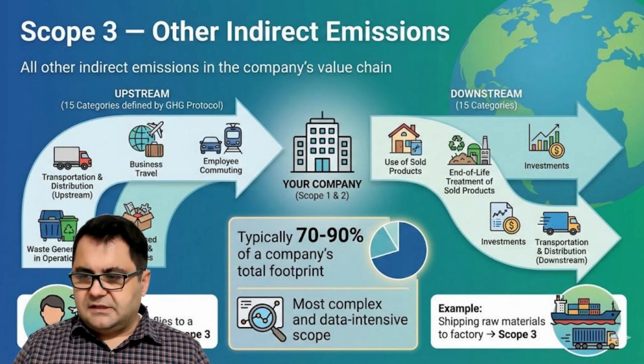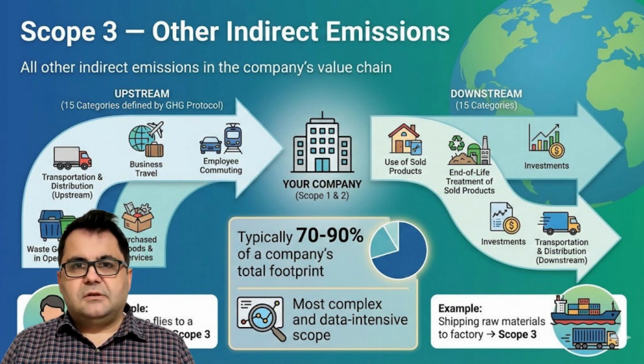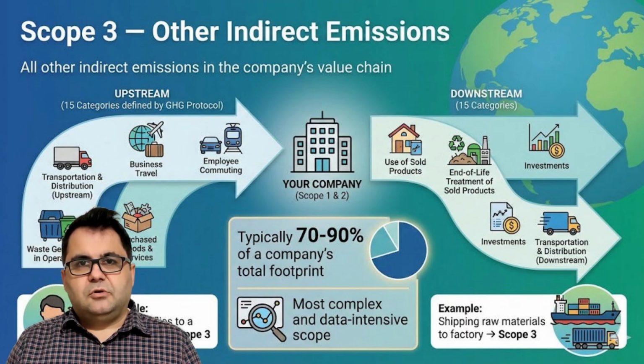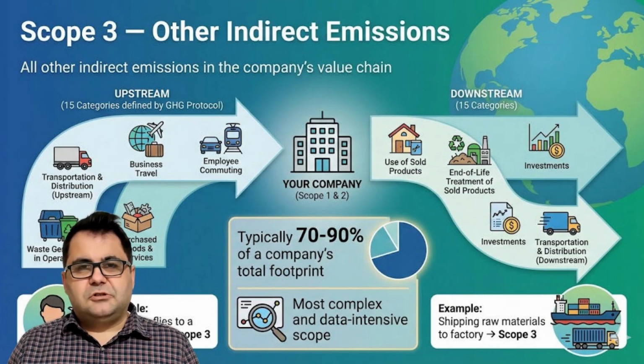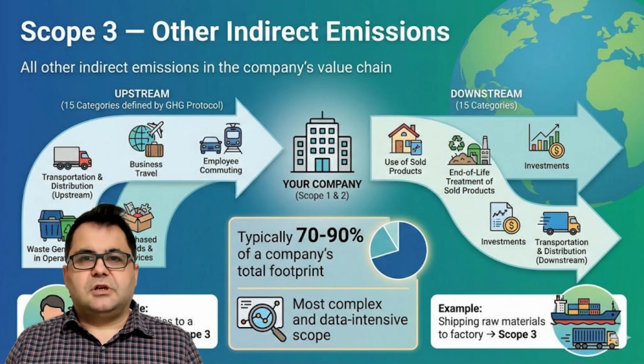Scope 3 is where it gets complex and interesting. These are all the other indirect emissions in your value chain, both upstream and downstream. The GHG protocol defines 15 categories, from purchased goods and services to business travel to the end-of-life treatment of your products. Here's the shocking part.